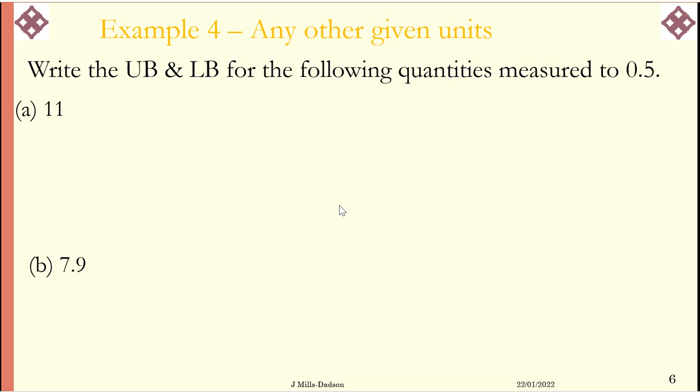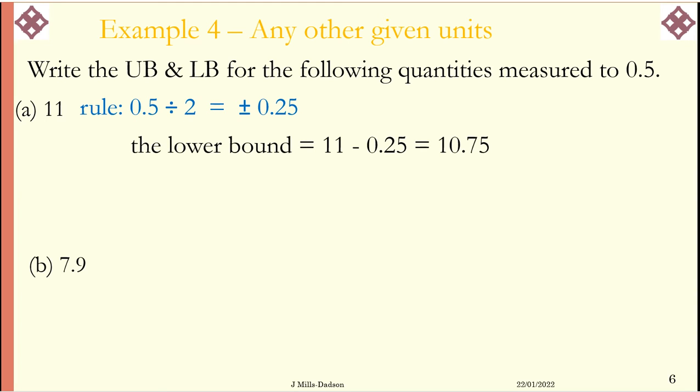Now, what if it is any other given unit? So, for example, here, we're supposed to write the upper and lower bound for 11 and 7.9, which are all quantities measured to the nearest 0.5. The clue is 0.5. So we take the 0.5, create halfway of it by dividing it by 2. So our rule now becomes plus or minus 0.25. So lower bound for 11 is 10.75. Upper bound for 11, 11.25.